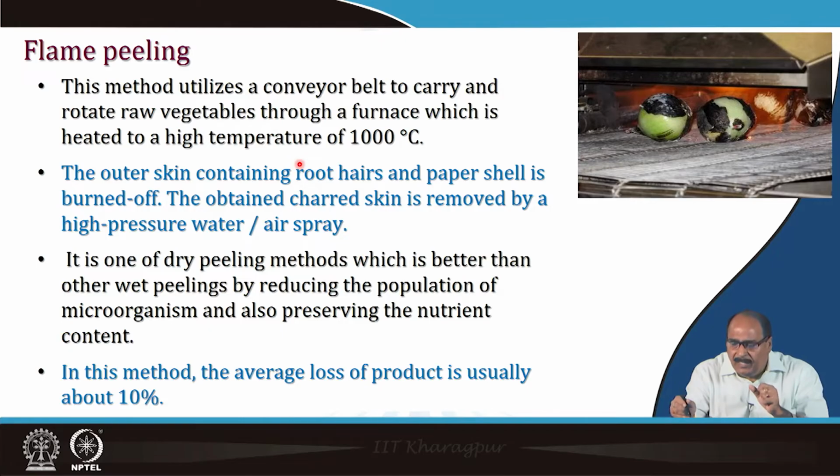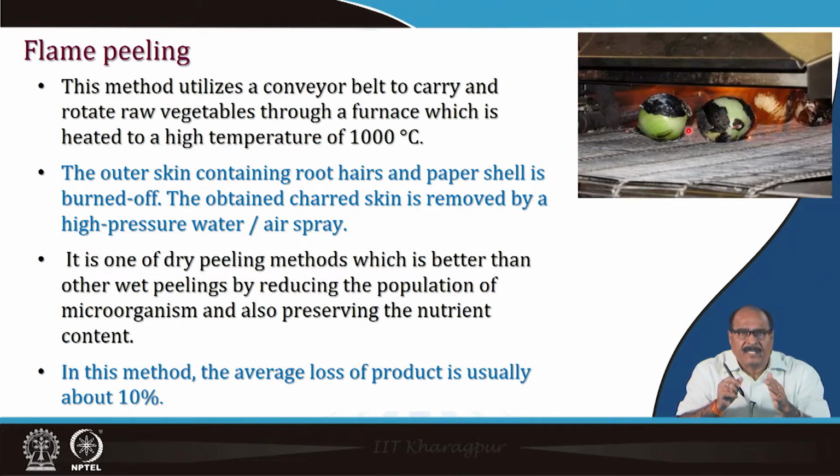Okay. Flame peeling, you can see in the figure here, this method utilizes a conveyor belt to carry and rotate raw vegetables through a furnace, which is heated to a temperature as high as 1000 degrees Celsius. It is passed through this heated furnace for a few seconds to a few minutes depending upon the type of the fruit or vegetable, its skin and outer hairs, etc. So, the outer skin containing root hairs and paper shell is burnt off.